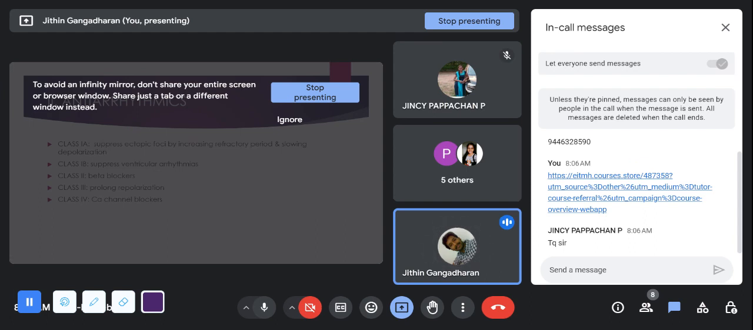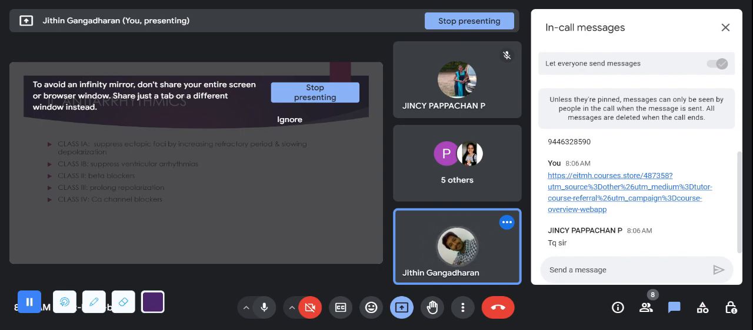Now we have classified these drugs. The classification of antiarrhythmic drugs is class 1, 2, 3, and 4. Now, class 1 is again divided into class 1A as well as class 1B.